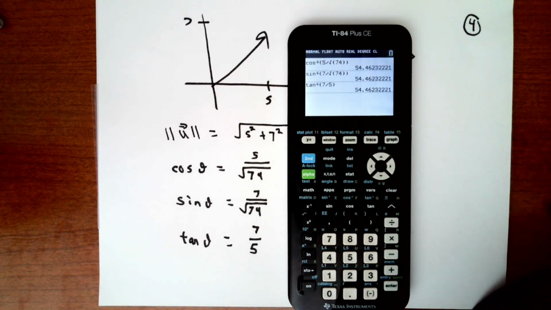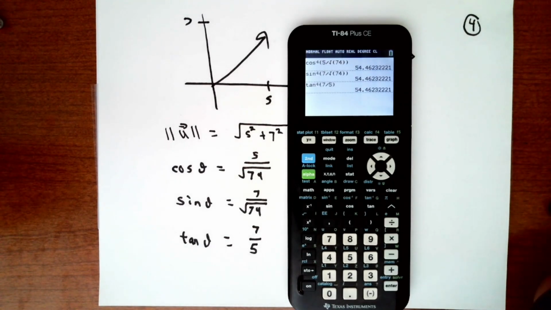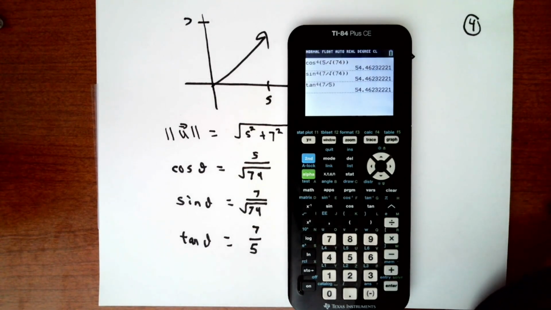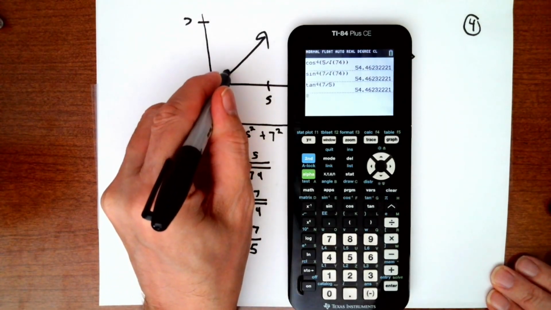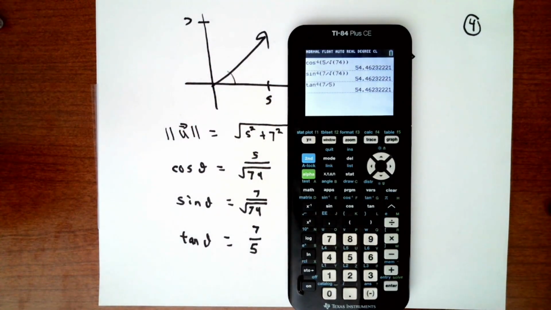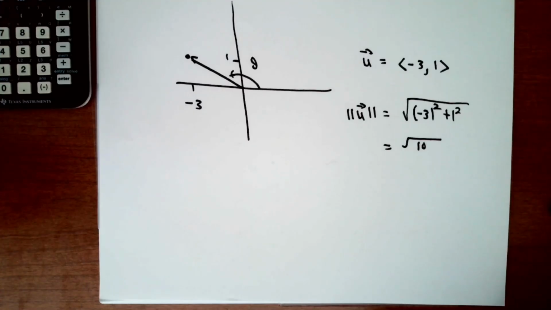Doing the work on the calculator, we see that we do get the same answer, and it works out to be about 54.46 degrees. This angle is about 54.46 degrees.